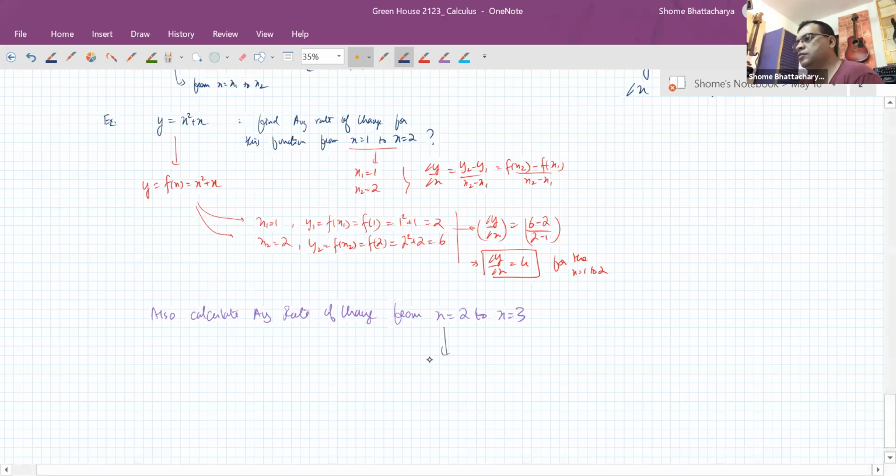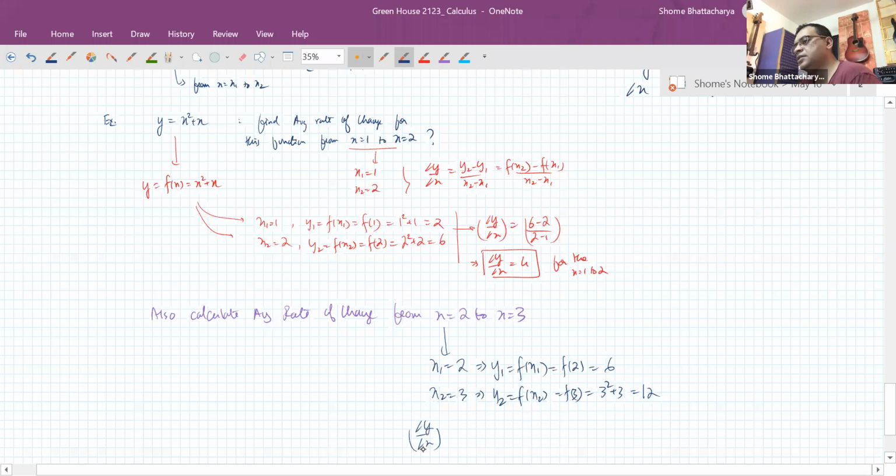So here we will take x1 as 2. So y1 will be f of x1. So that is f of 2, which we've already seen above, is 6. But we'll take x2 as 3. So y2 will be f of 3, which is how much? 3 square plus 3. So that's 9 plus 3, right? So that's 12.